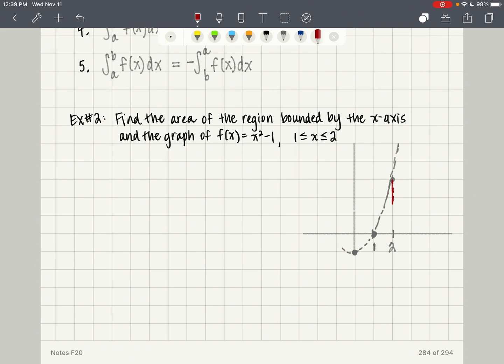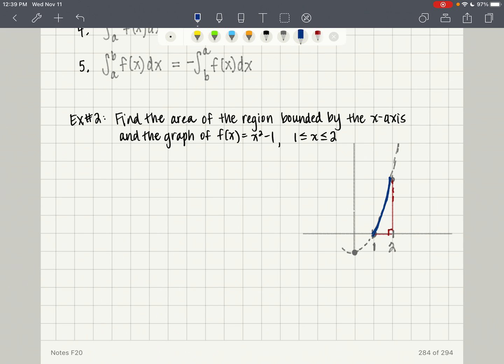Let me make this straight because this is a straight line. There we go. And this is a straight line. But this curve is not straight. This is a curve. So we can't use the area of a triangle because it's not a triangle. Because if we look at that as the hypotenuse, that blue hypotenuse is not a straight line. Therefore, we have to use calculus.